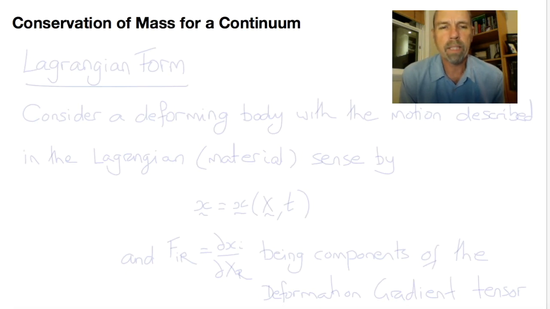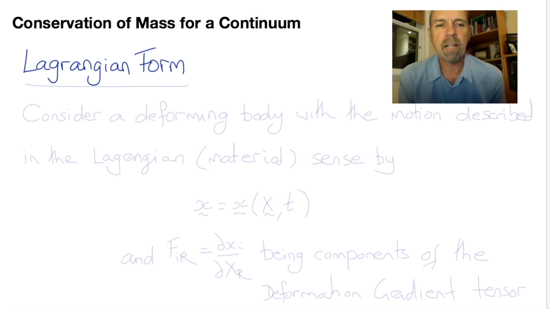Welcome back to BE110. Today we're going to begin deriving the conservation laws for continua by deriving the conservation of mass. Now there are actually two versions of conservation of mass for a continuum. They represent the same physical principle, but one of them is a Lagrangian form, so mass conservation as seen by a material observer, and the other is an Eulerian form, mass conservation as seen by a fixed spatial observer.